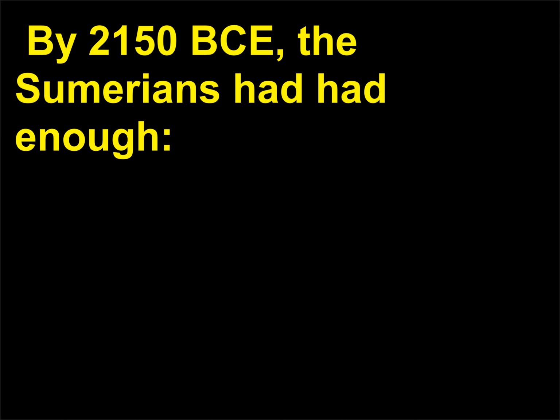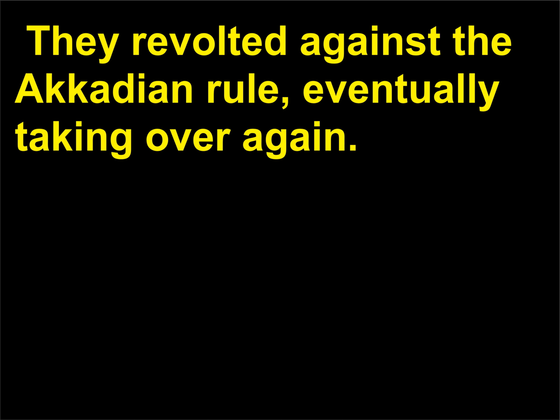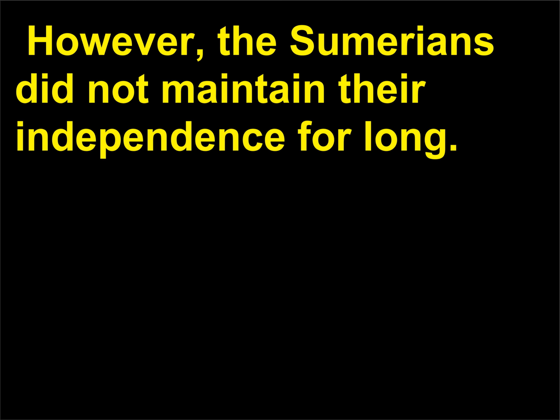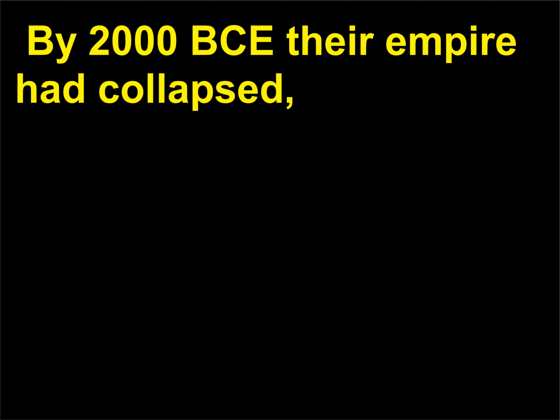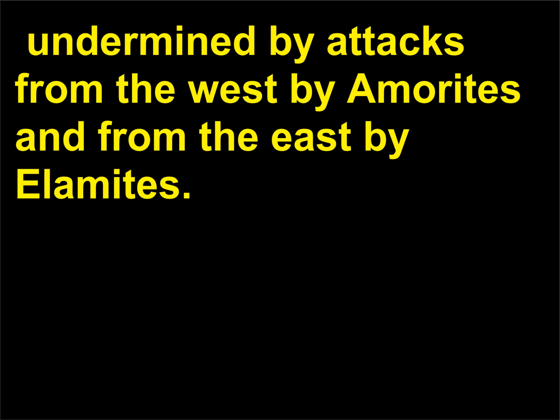By 2150 BCE, the Sumerians had had enough. They revolted against the Akkadian rule, eventually taking over again. However, the Sumerians did not maintain their independence for long. By 2000 BCE their empire had collapsed, undermined by attacks from the west by Amorites and from the east by Elamites.